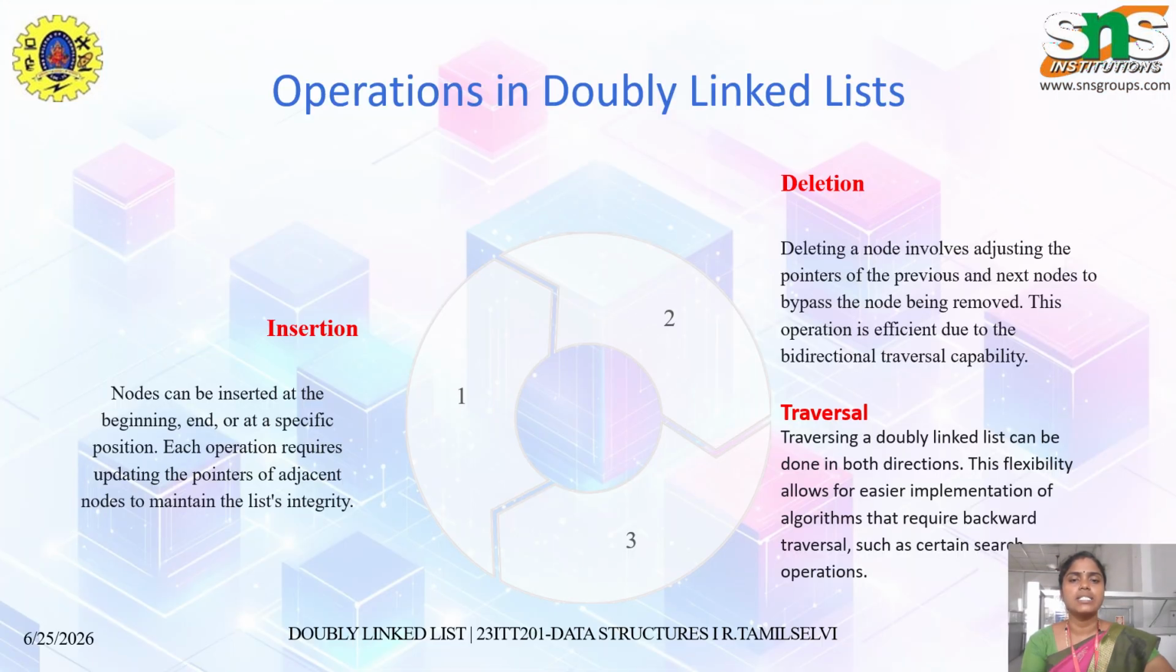Next one, operations in a doubly linked list. When inserting a new node, we need to update both the previous and the next pointers of the surrounding nodes. This ensures that the links remain intact. So basically we have three types of operations: insertion, deletion, and traversal.